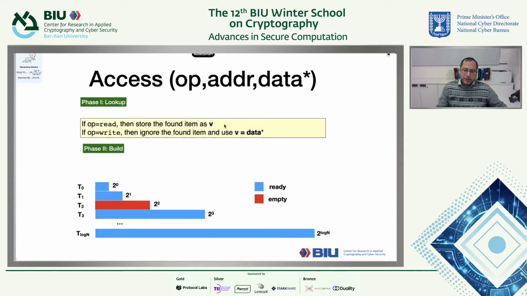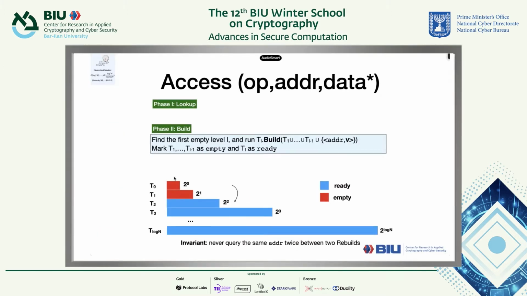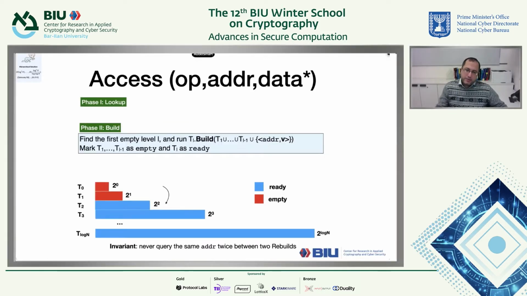So what do I do in rebuild? Some of the tables are actually built, some are not. And when I'm coming to write back to the ORAM, I'm going to look for the first empty level, and I'm going to rebuild that level from all the previous levels, plus the new element that I just found, and I'm going to write it back. Okay, so after this operation, all those are going to be marked empty, and this one is full. When I write next, T0 is going to be full, and so on.